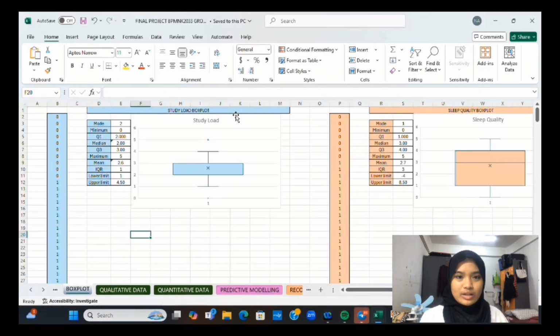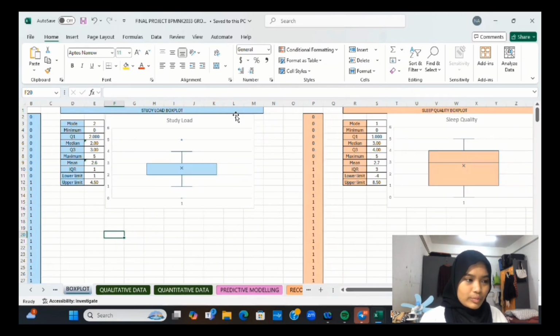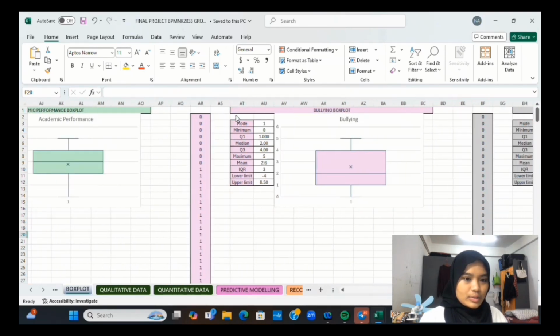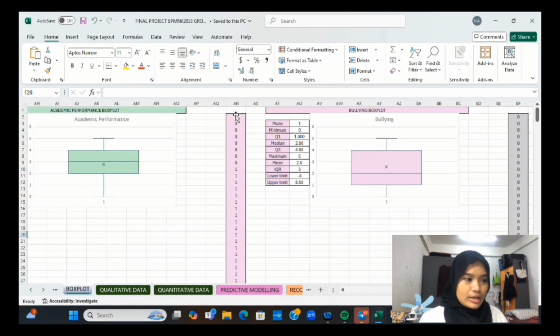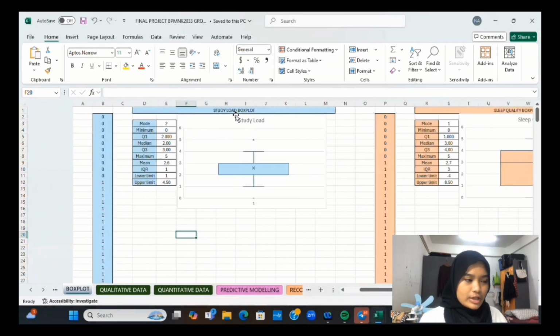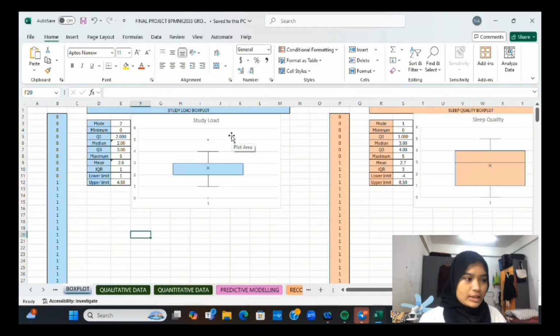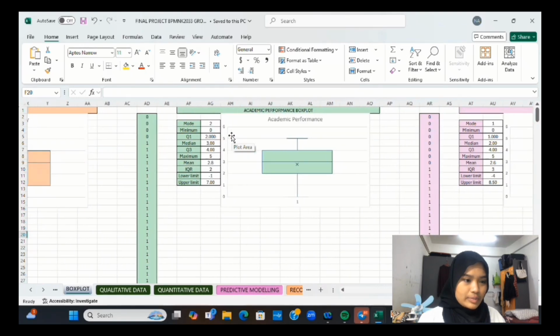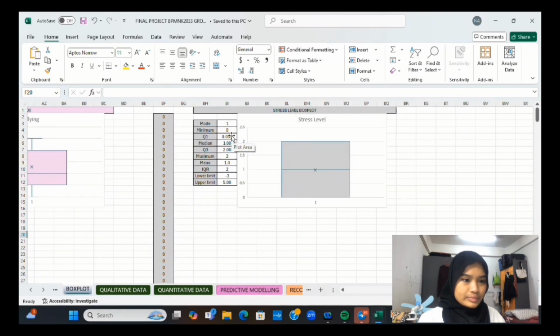Next, I will explain about the box plots. Here we have box plots for every variable, which are study load, sleep quality, academic performance, bullying, and stress level. For each of these variables, the chart shows the data of mode, minimum number, first quartile, median, third quartile, maximum number, mean, IQR, lower limit, and upper limit. And this is the chart for each variable.